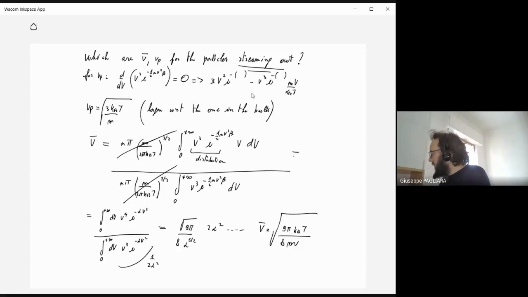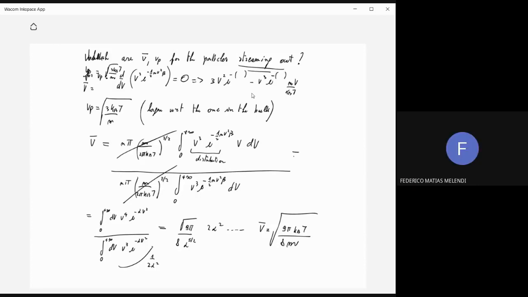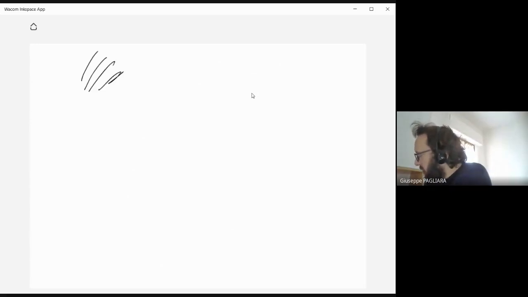So what you see is that basically in the bulk we had Vp and V average which were respectively, let me write it back, Vp was the square root of 2 kBT divided by m, whereas the average was the square root of 8 kBT divided by pi m. Okay, so this was in the bulk.